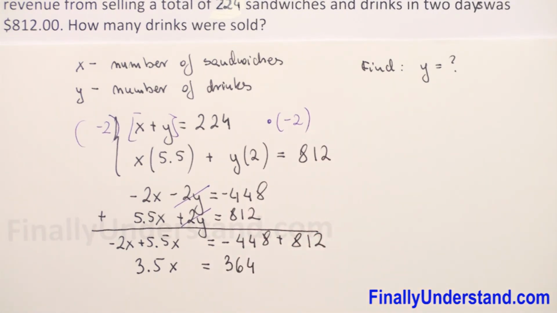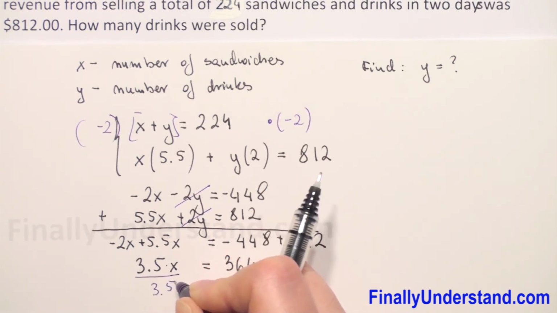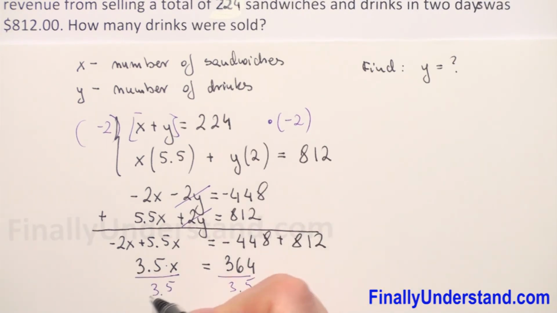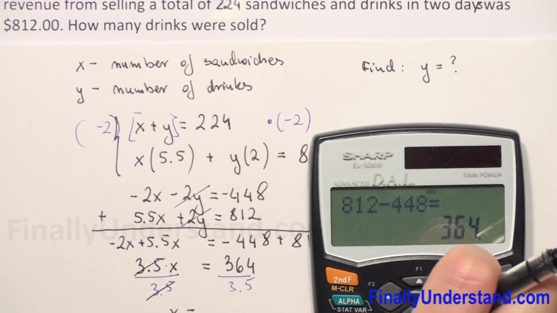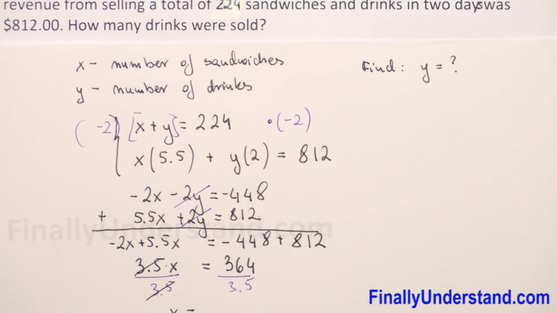Now we have multiplication on the left side. We need to find x, so we will divide both sides by 3.5. And we see that 3.5 we can reduce, and we have that x is equal 364 divided by 3.5, so this is 104.